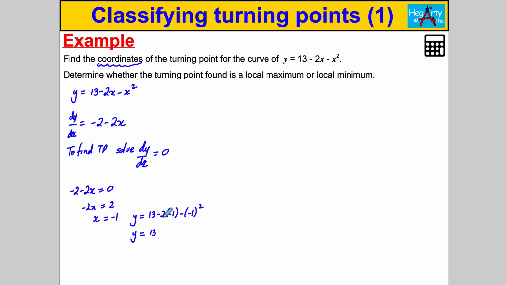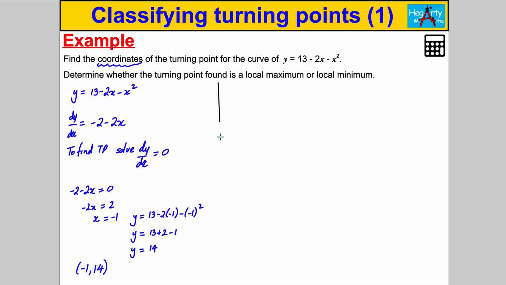That's 13. So negative 2 multiplied by negative 1 is positive 2. And negative 1 all squared is 1, so we're subtracting that 1. So y is therefore equal to 14. So our coordinate pair is negative 1, 14 for our turning point.